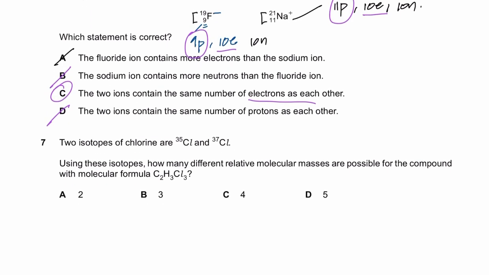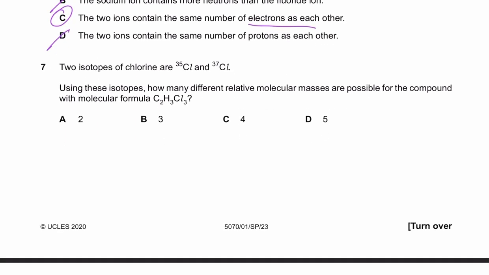Moving on, it says two isotopes of chlorine are chlorine 35 and chlorine 37. Using the isotopes, how many different relative molecular masses are possible for this compound? Okay. So C2 and H3 would stay the same. The only thing that would be different is the mass of these. So if you change these isotopes in these three Cls, you would end up with different molecular masses, right? How do I know that?